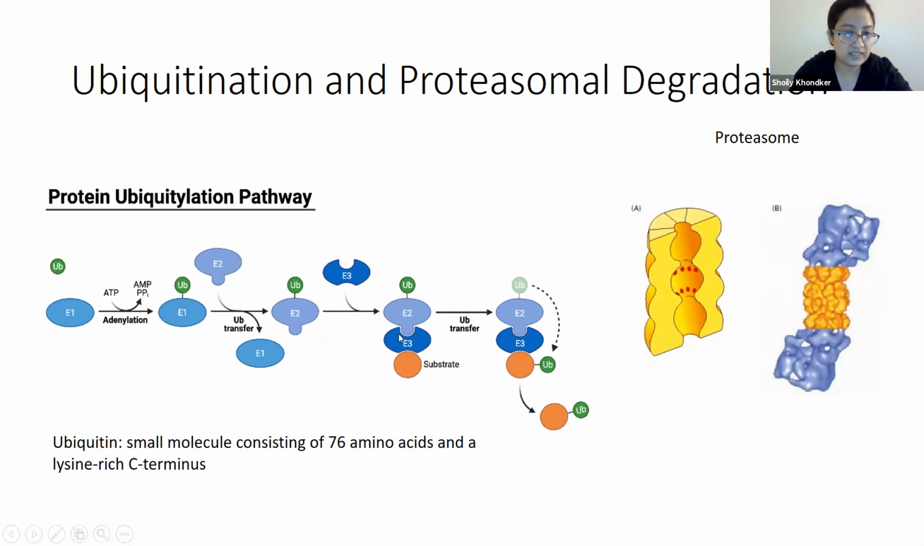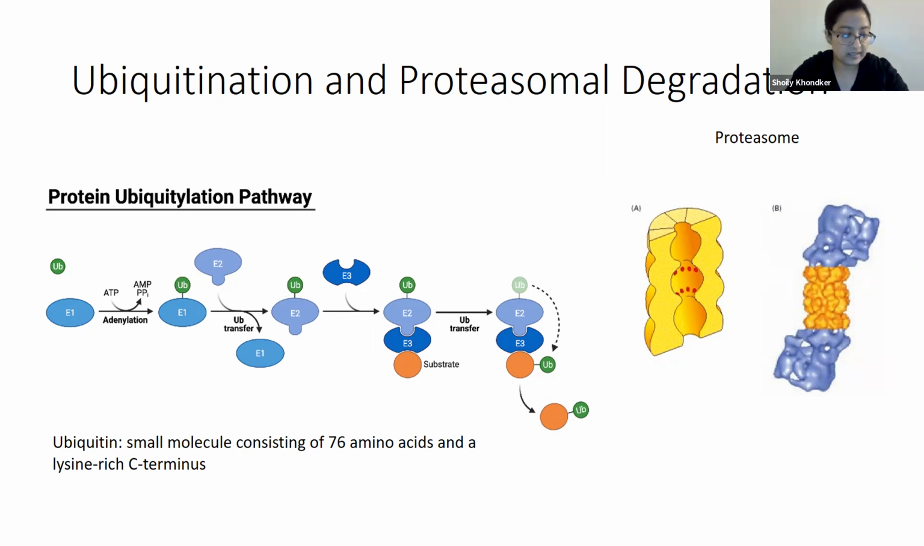E2 then forms a complex with E3, which together form the ubiquitin ligase complex. The E3 molecule then recognizes proteins that are marked for degradation by detecting signals or motifs, which I'll get into in a little more detail in a bit. But what happens next is that E3 helps E2 form a polyubiquitin chain and connect it to the target protein at a lysine residue.